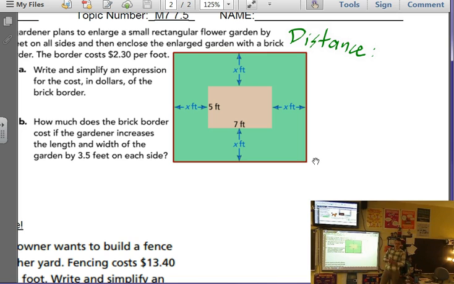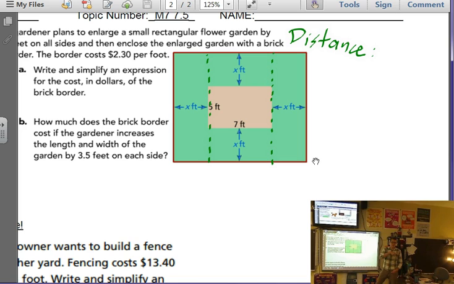Real quick, has anyone gotten to a simplified point of distance? Manasa? I don't know if this is simplified, but it's kind of an expression I came up with for the distance of the border. Okay. 7 plus 2x times 5 plus 2x. I think that times might be in the wrong place.